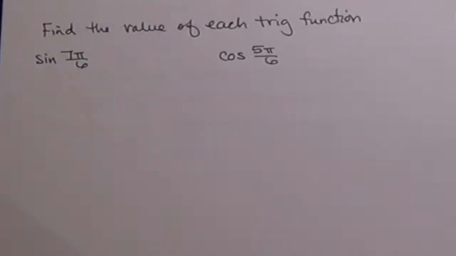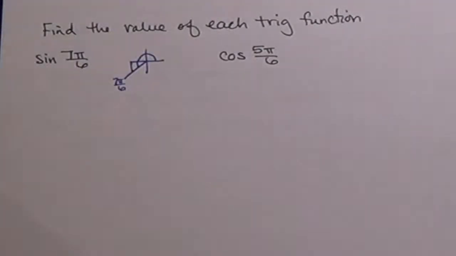So this first one we're looking at the sine of 7 pi over 6. So the first thing we want to do is figure out which quadrant it's in so we can determine whether it's going to be positive or negative. Then we want to look at the reference angle to figure out what the value is going to be. And then we can use that value to find the sine of 7 pi over 6.